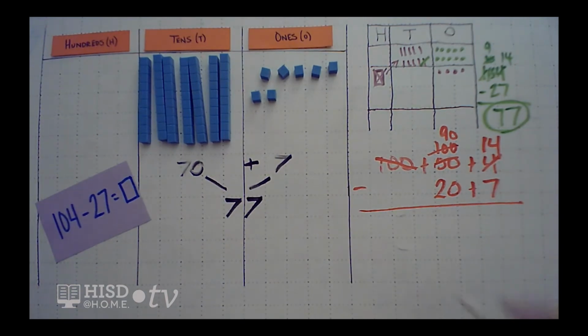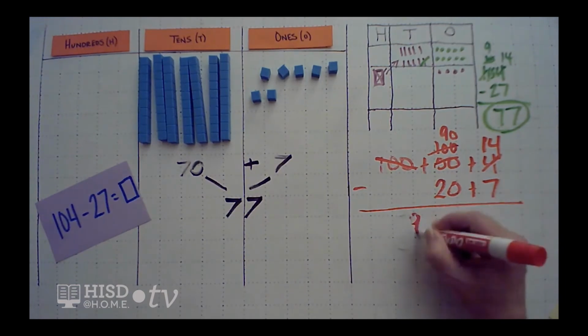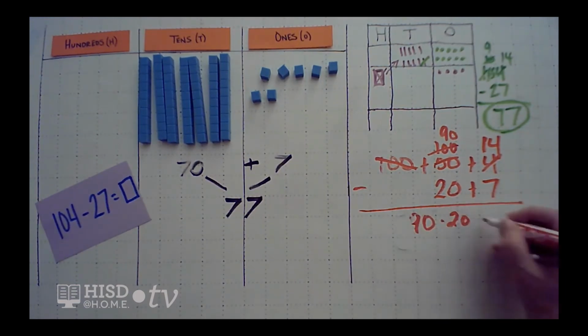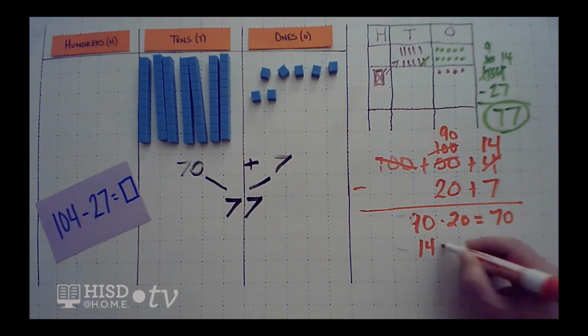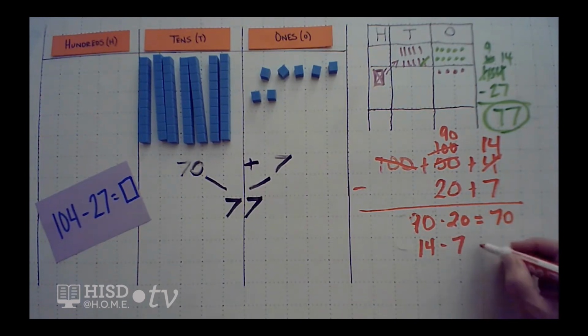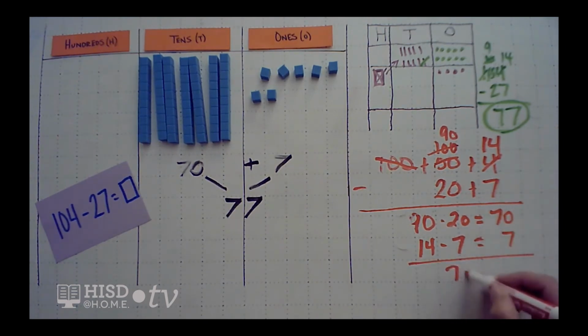So now we're going to subtract, and we're going to say that we have 90 minus 20, which is the same as 70, and 14 minus 7 is the same as 7. And when we join 70 and 7, we are at a difference of 77.